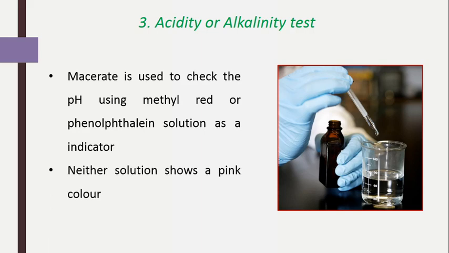After addition of these indicators, methyl red and phenolphthalein, neither solution shows a pink color. If the solution changes color, it indicates that there is a presence of some alkali or acid matter. So by using methyl red and phenolphthalein solution, acidity or alkalinity of the absorbent cotton is checked. Let's move to the another test.